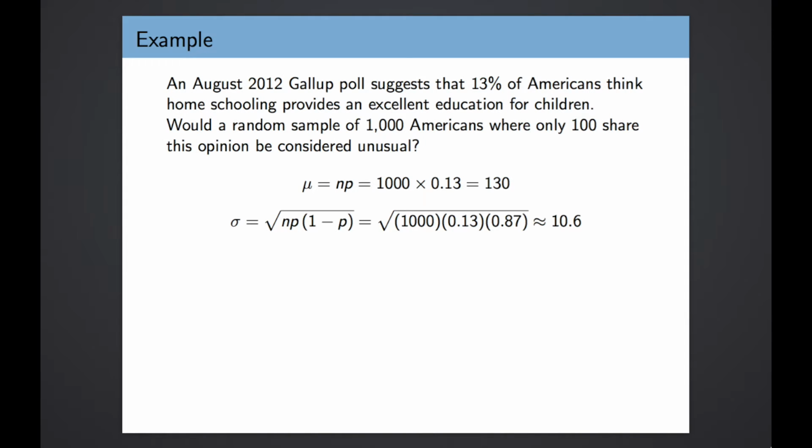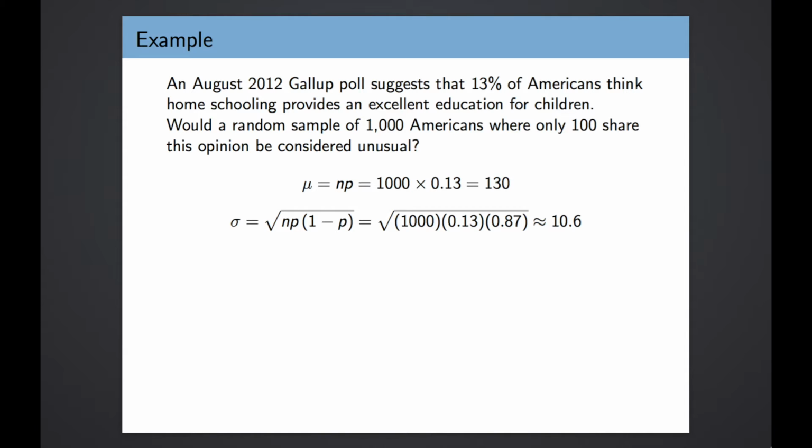So if 13% of the population thinks that homeschooling provides an excellent education, and we take a sample of 1,000, we're going to get a mean of n times p, that's 1,000 times 0.13, which is equal to 130 people. That's our best guess for how many of the people in our sample are going to have this view about homeschooling. Our standard deviation formula is the square root of n times p times 1 minus p. We have all of those quantities. N is 1,000. The probability of holding this view about homeschooling is 0.13. The inverse of that probability is 0.87.